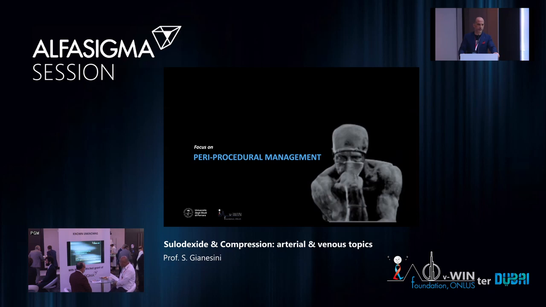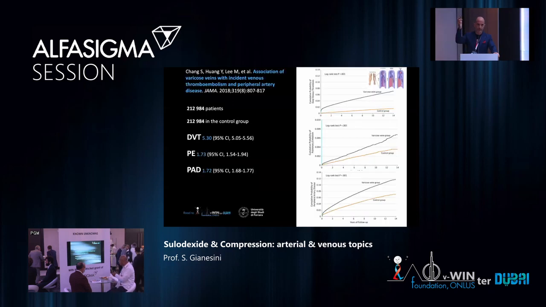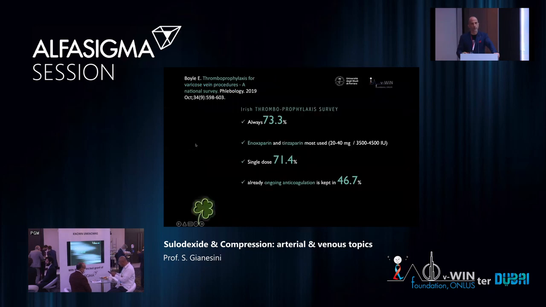What I mean by this in the venous field is in particular the periprocedural management. Now we know that venous inflammation is associated with an increased risk of thrombosis in varicose veins patients. You see over here clearly with the Chang paper, a 5.3 times increased risk.